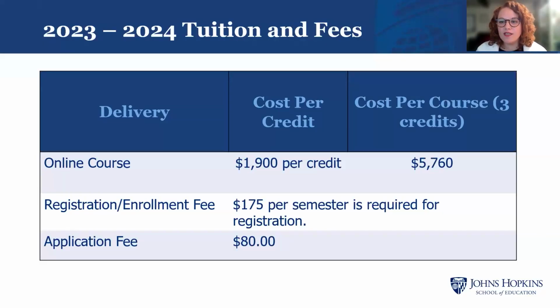This program is delivered online. The cost per credit for the program is $1,900, which leaves it at about $5,760 per course. In addition to the tuition, there is a registration fee of $175 per semester.